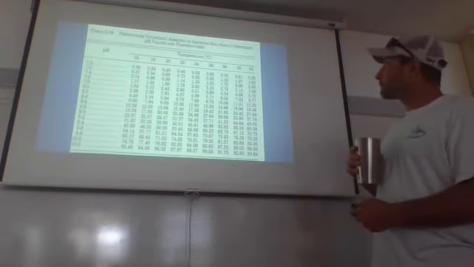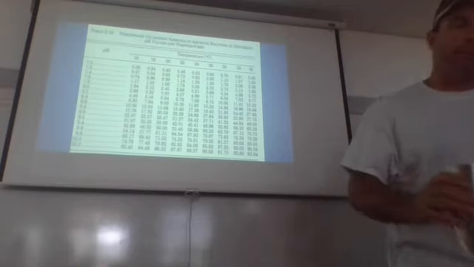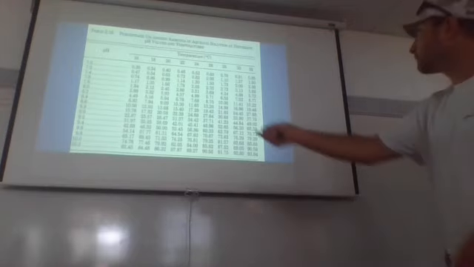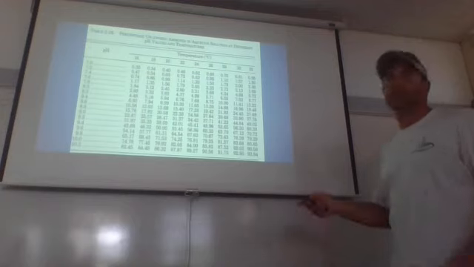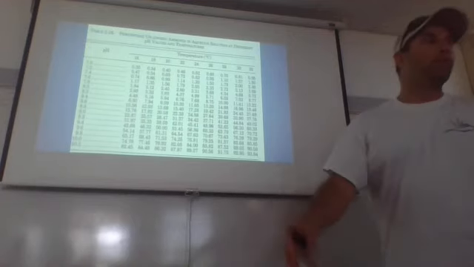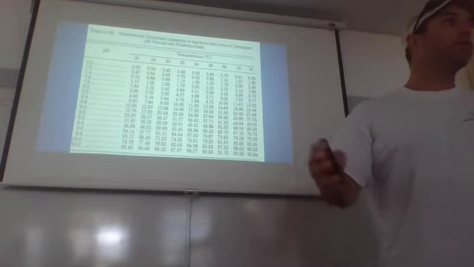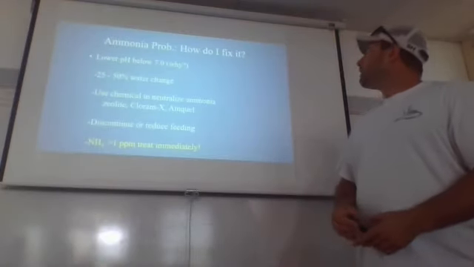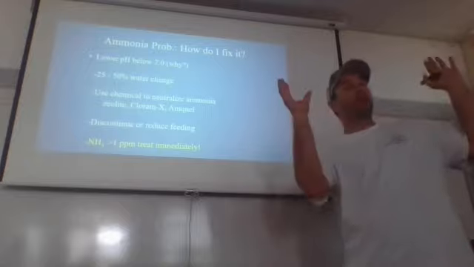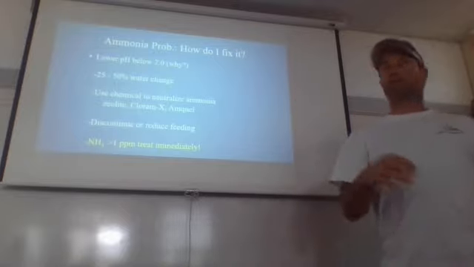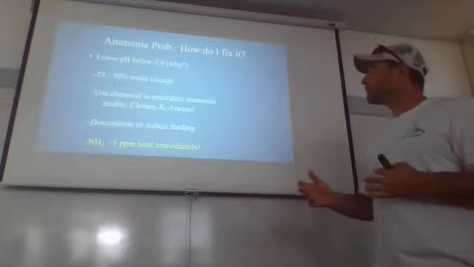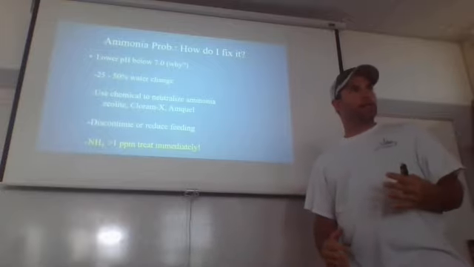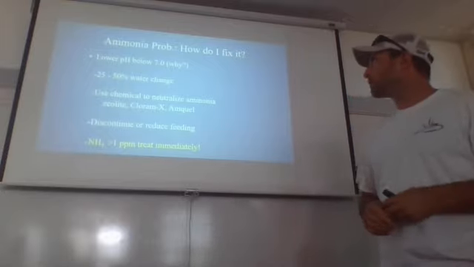Now you can see it better. It's just a bunch of numbers, but it's very much linear. Higher pH, higher temperatures, more toxic ammonia, more unionized ammonia. So if you see bright green and you're worried about it, how do I keep it from killing my fish? You could maintain a low pH. That's one way to do it.